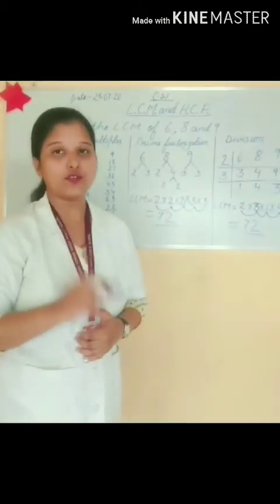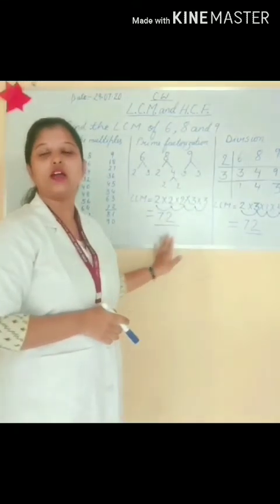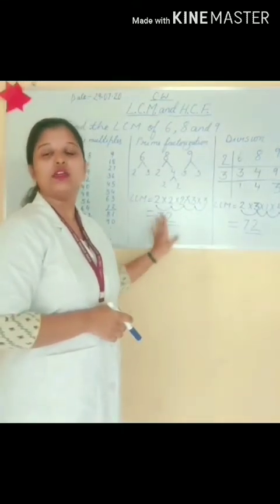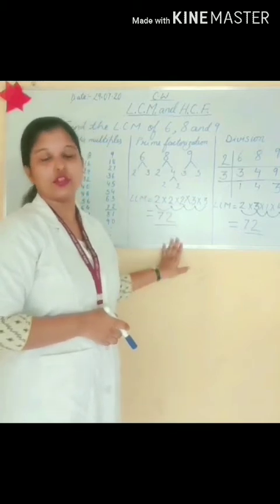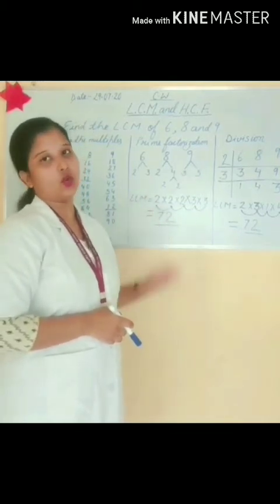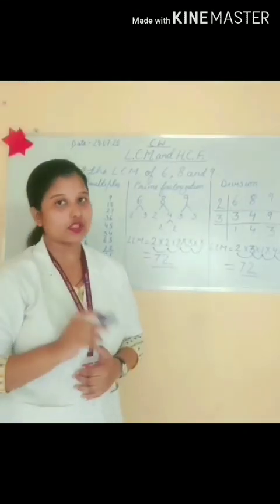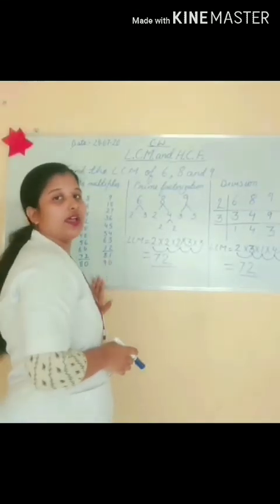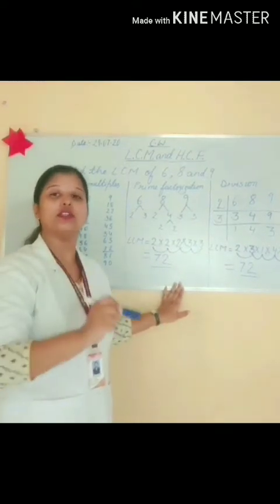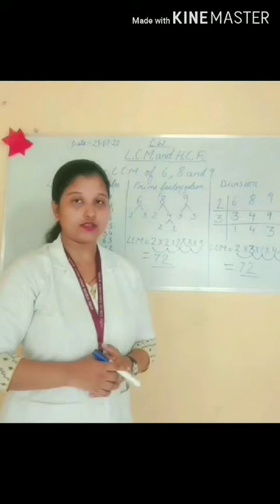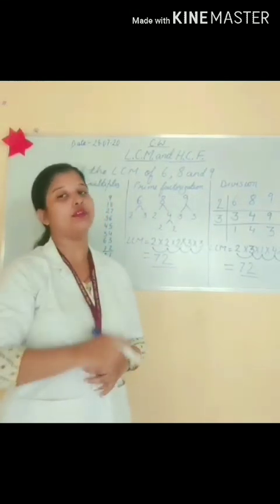So students, one thing you will notice is that in all the methods our answer is the same. Our LCM is the same. That means whichever method we choose, the LCM will be the same in all the methods. Now students, you can find the LCM or lowest common multiple by using any of these three methods, if the method is not mentioned in the question. If the method is mentioned in the question, then you have to find the LCM with that particular method only.